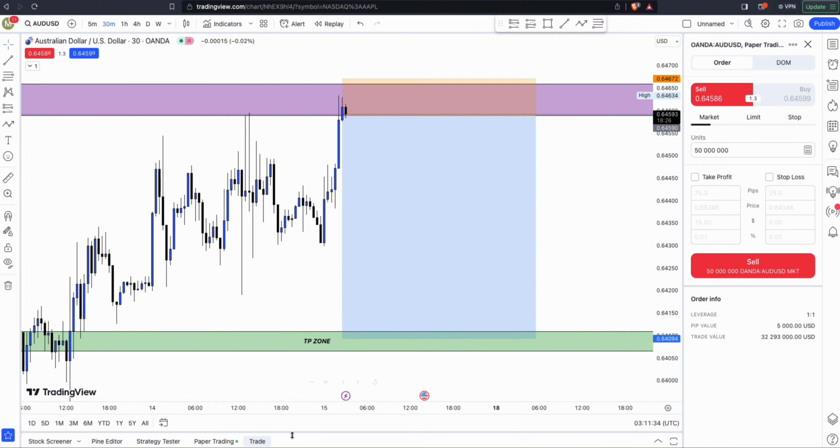I have my sell here, and it's obviously paper trading here. The only reason why I'm selling 50 million units is because if I sell the same amount of units that I'm selling on my real account with leverage, it's not the same, because here my leverage is 1-to-1, so it's not even equal to anything, right? As you can see here, the order info is 1-to-1, which is the leverage. The pip value is 5,000 USD. Trade value is 32,292,000 US dollars, right? Obviously, this is a paper trading account, so it's not real money.